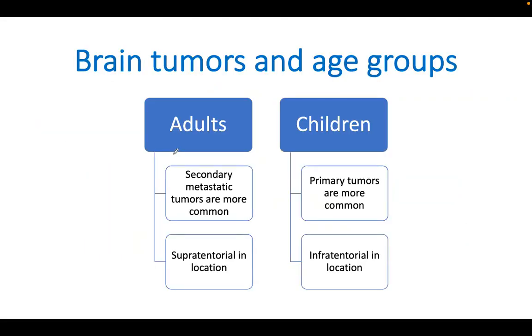So here, according to our textbook, in adults, metastatic or secondary tumors are more common. In children, primary brain tumors are more common.